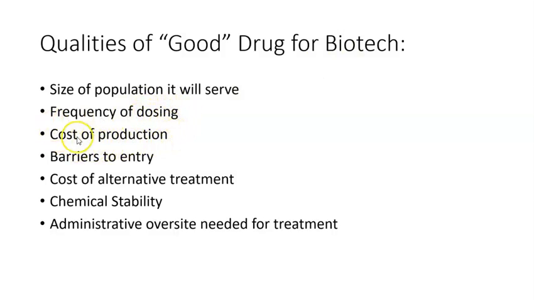Cost of production, that's going to be important. Barriers to entry: does another drug already have the market under wraps? Is that more hard to get into that market? Different treatment costs. How stable? What's the shelf life of it? Does it last for 10 years on the shelf, or do you have to make it every single day fresh? That's going to be an issue. And then oversight for treatment. Is it over the counter, or does it involve injecting into a certain part of the body or something like that? So these all will change the effectiveness of a drug.